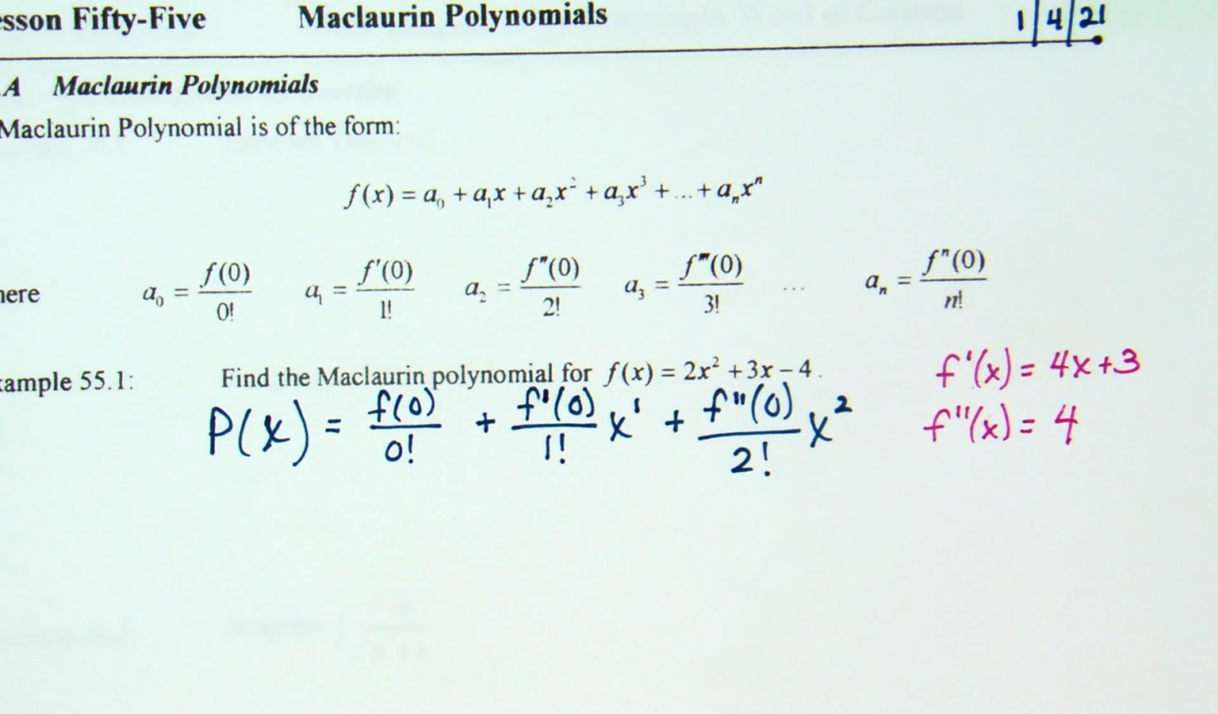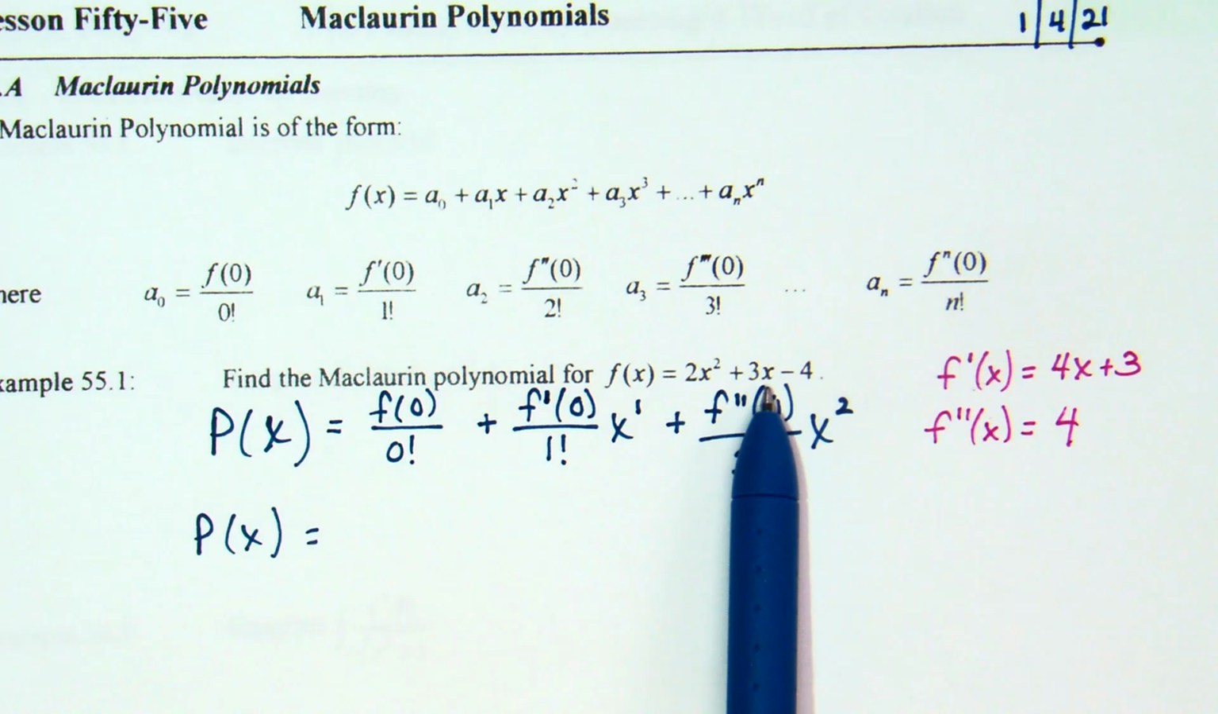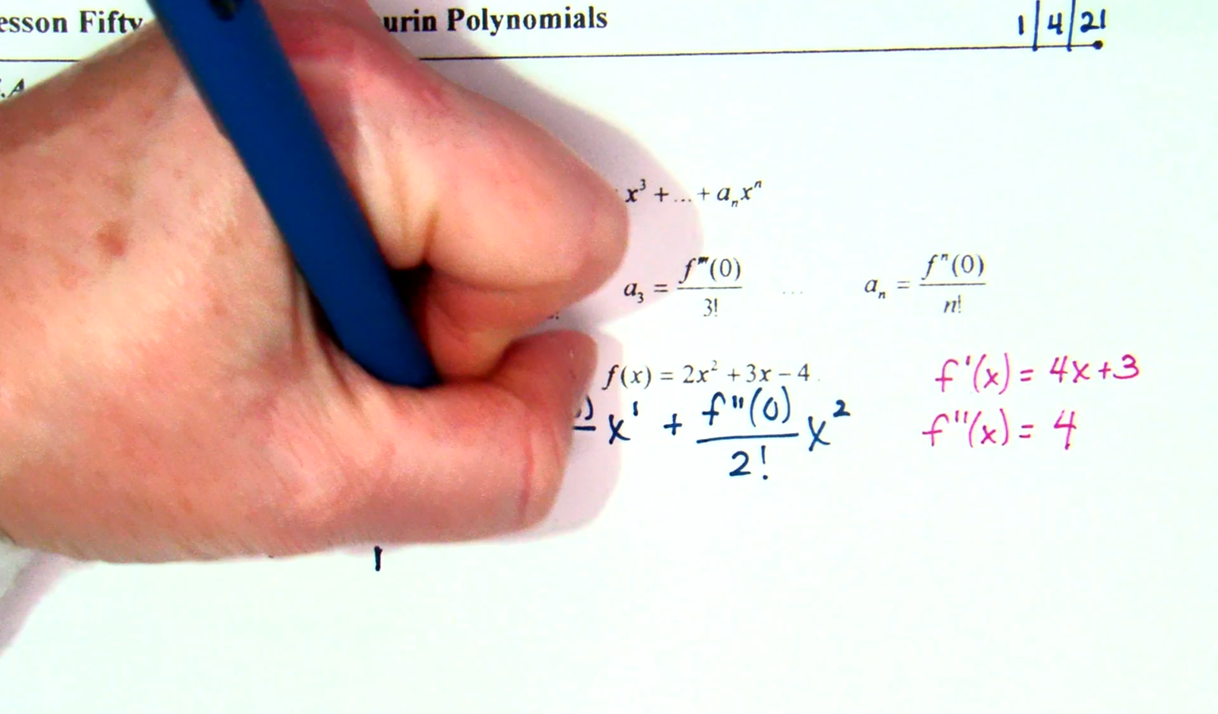Okay, let's do some math. f of 0. When we put in 0, what do we get here? Negative 4, because it's 0 plus 0 minus 4, so negative 4 over 0 factorial, which I said is defined as 1. Plus, okay, now we're going to do the ones. The first derivative evaluated at 0. What's the first derivative?